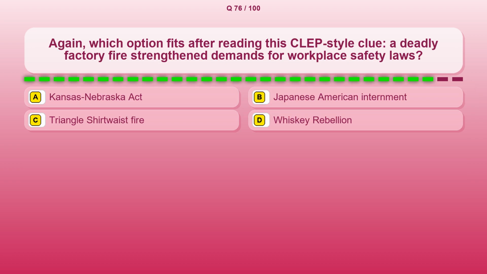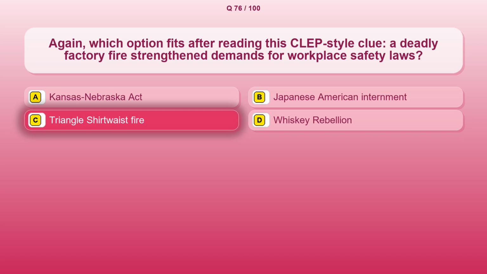Question 76. Again, which option fits after reading the CLEP-style clue? A deadly factory fire strengthened demands for workplace safety laws. Option A. Kansas-Nebraska Act. Option B. Japanese-American internment. Option C. Triangle Shirtwaist Fire. Option D. Whiskey Rebellion.